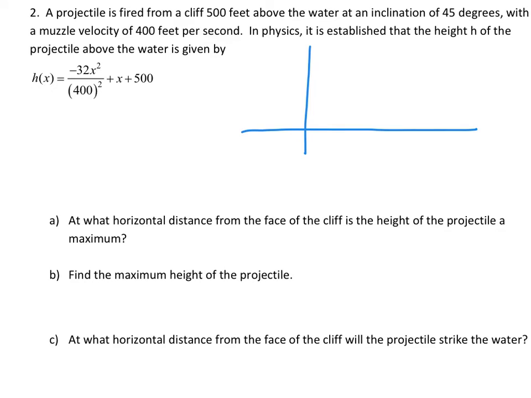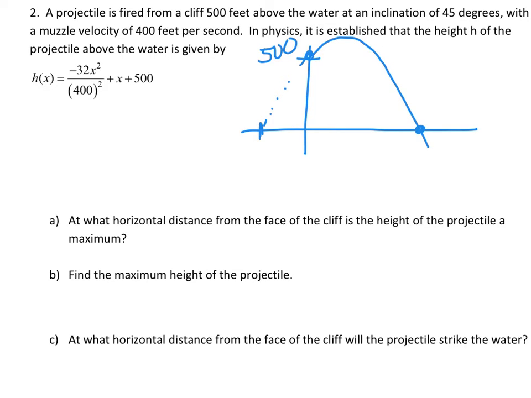So if you can picture this, let's picture this 500 feet way up here. Here's my projectile, fired off the cliff, up it goes, then back down to the water down here. So that's just kind of an idea. Now, technically the parabola goes this way, and we end up with a negative back here, and we'll kind of talk about that in part C and what that means.